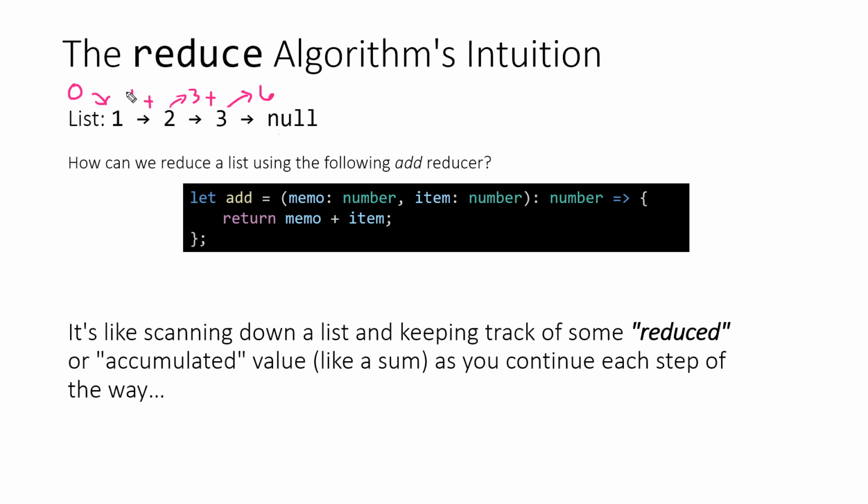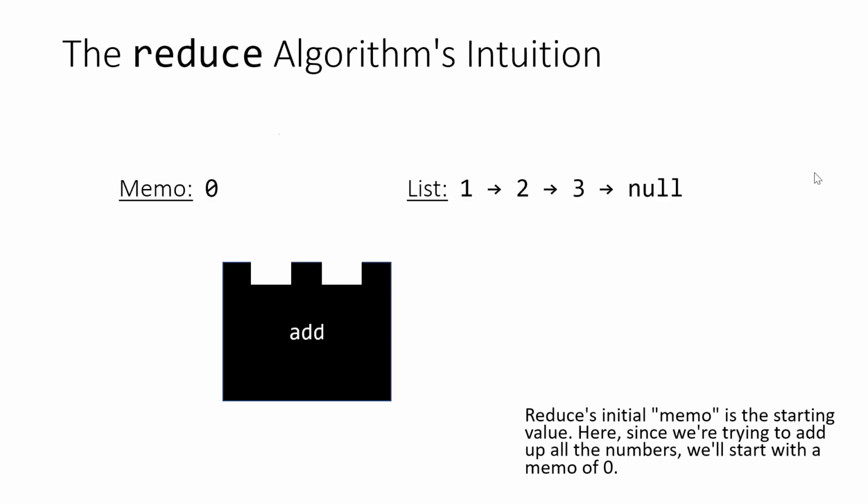And so the reduce function is moving through the list and applying this reducer function step by step to each item in that list as it makes progress through it. So let's imagine this with a visual representation. This is our starting point. This is the first call to reduce.